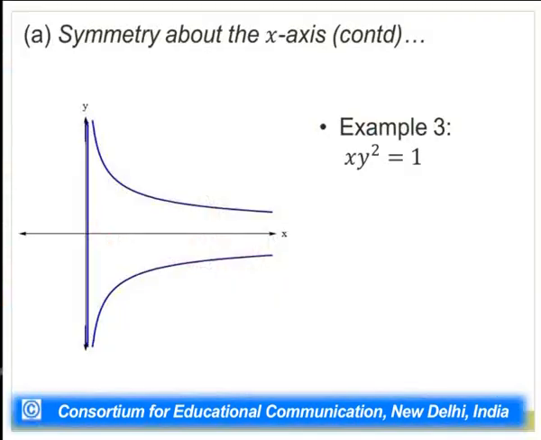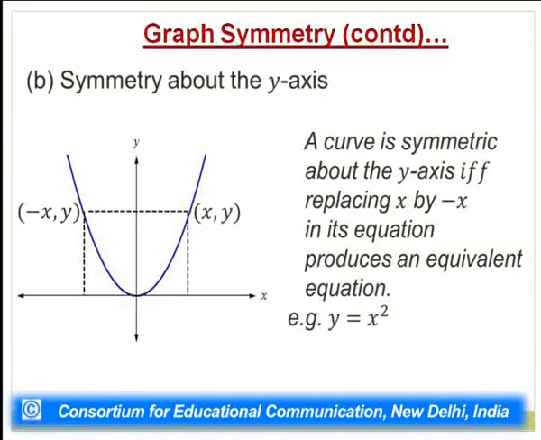Now, this is as far as symmetry about the x-axis is concerned, and before I move on to the y-axis symmetry, just note that all the graphs that I've shown you so far for symmetry about the x-axis, none of these graphs were graphs of functions, because all these graphs for symmetry about the x-axis that I've shown would fail the vertical line test. Now let's look at symmetry about the y-axis.